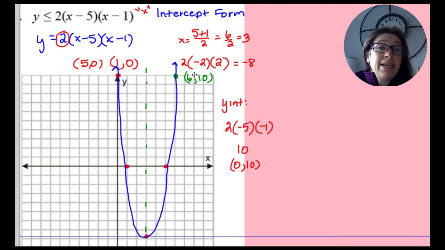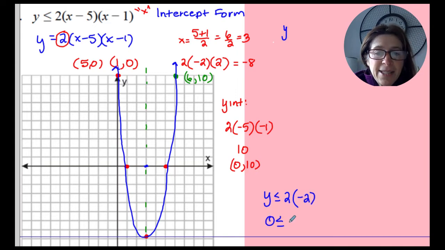I'm going to see where I'm going to be shading this inequality, so I pick a test point. I picked (3, 0) just because it was right there and looked easy. So y is less than or equal to 2 times (3 minus 5), which is negative 2, times (3 minus 1), which is 2. So 0 is less than or equal to negative 8. That's not a true statement, right? Negative 8 is not greater than 0.